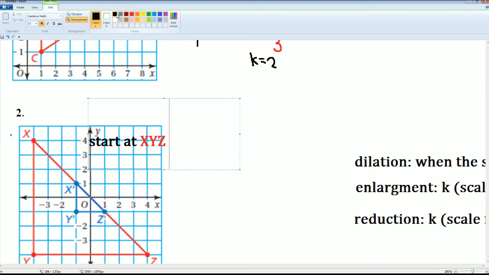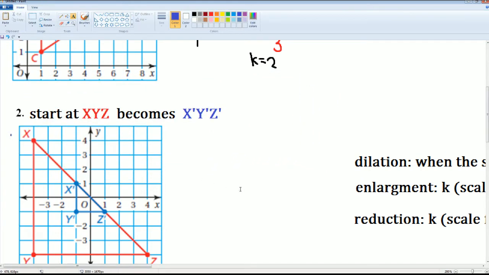And that goes to, or becomes, let's use the word becomes, X prime, Y prime, and Z prime. Good? So let's just count so we can get some length values. Okay? 1, 2, 3, 4, 5, 6, 7, 8. So we would say this is 8. Good? You see how I count the side?